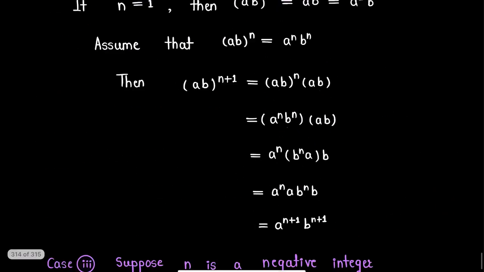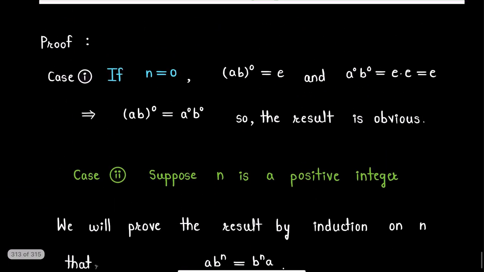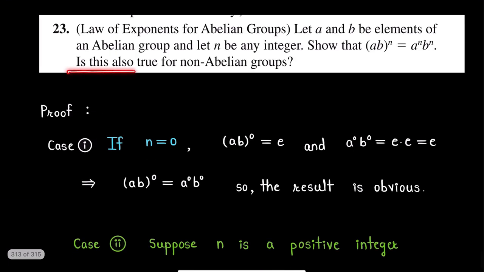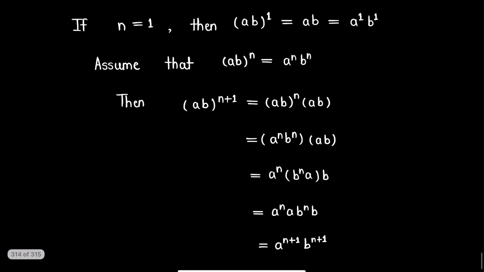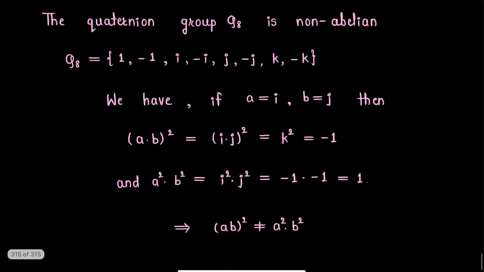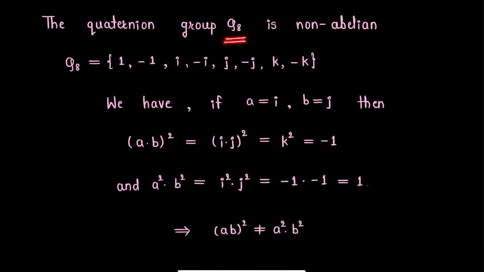Now in the question we are asked to verify whether the given result is true for non-Abelian groups also. So the answer is no, and we will prove this through one example. Our example is the quaternion group, which is a non-Abelian group having 8 elements. Elements of Q8 are 1, minus 1, i, minus i, j, minus j, k, minus k.